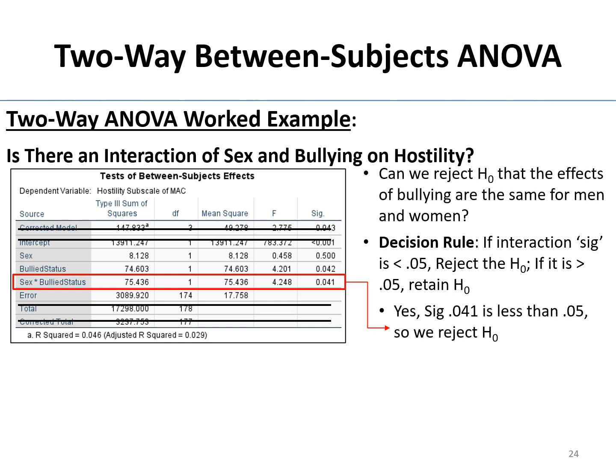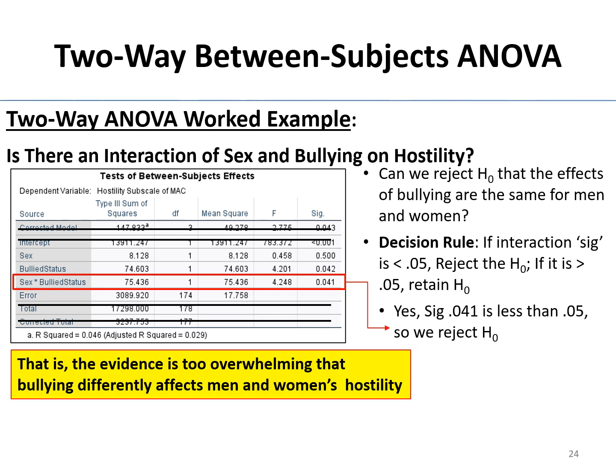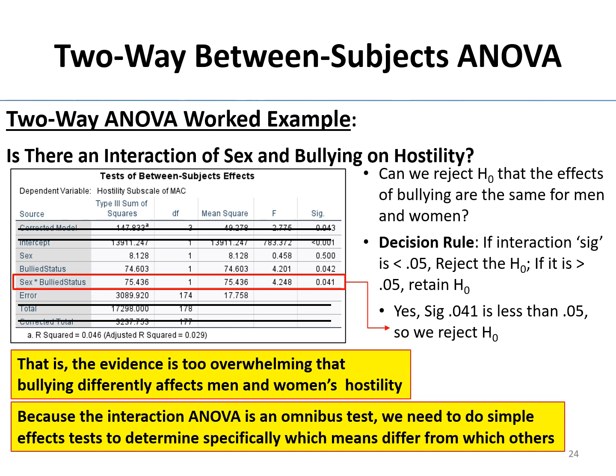In this case, yes, it's definitely significant. So the evidence is too overwhelming that bullying differently affects men and women's hostility. Note in that sentence, it's got bullying. It's also got sex involved. So it involves both independent variables. Any true hypothesis would have them in this case.